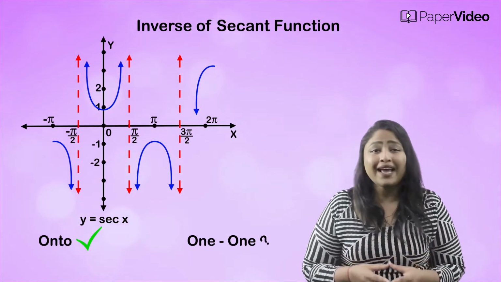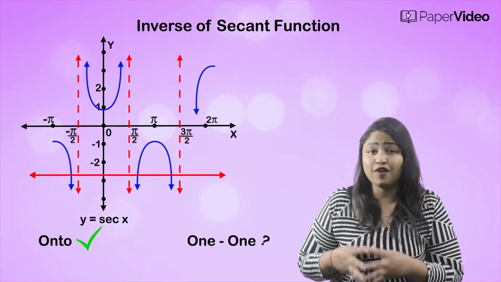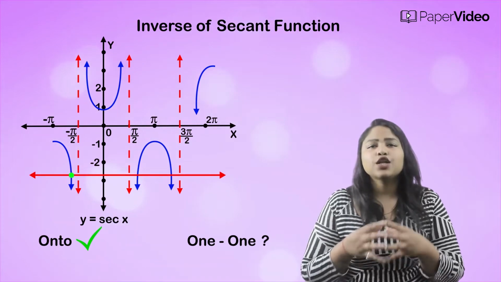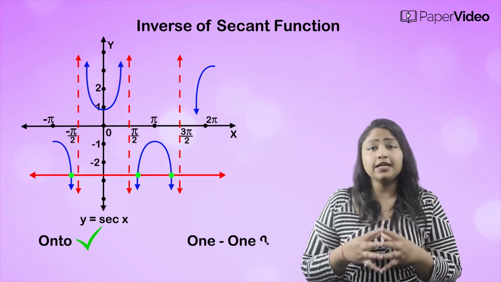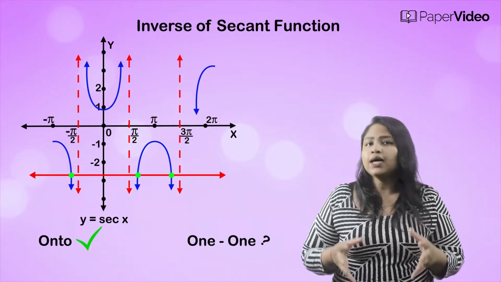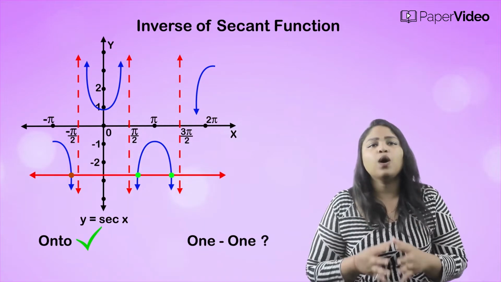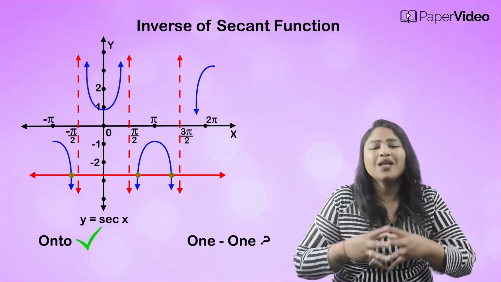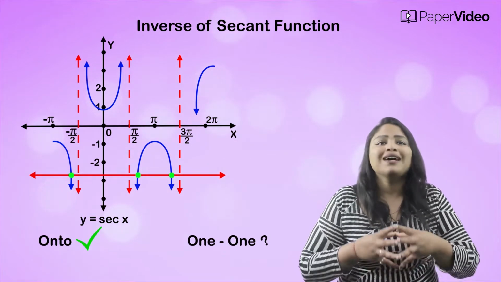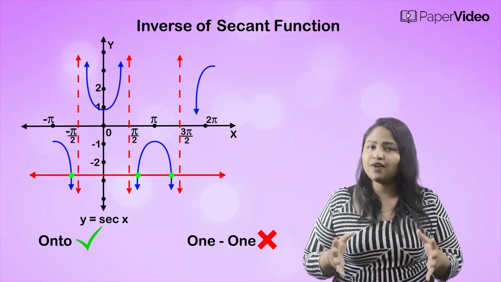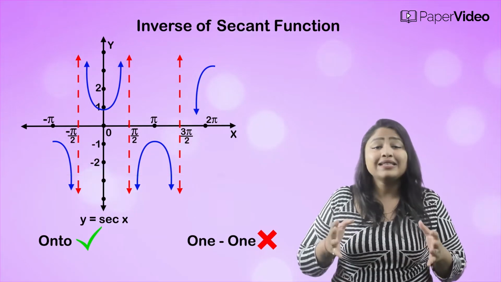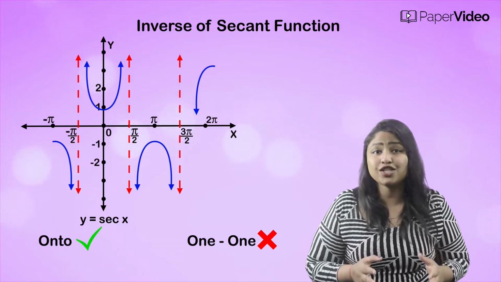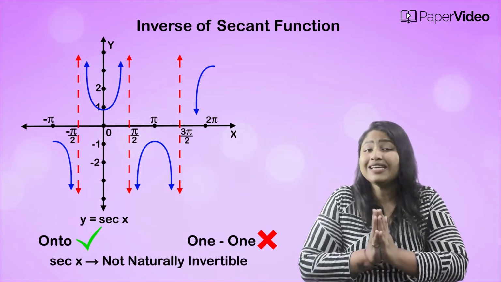Draw a horizontal line passing through the curve of the secant function. As we can see, the horizontal line intersects the curve at more than one point. This means that for each value on the y-axis, there is more than one corresponding value on the x-axis. So, the secant function cannot be a 1, 1 function. And since the secant function is not a bijection, it is not naturally invertible.